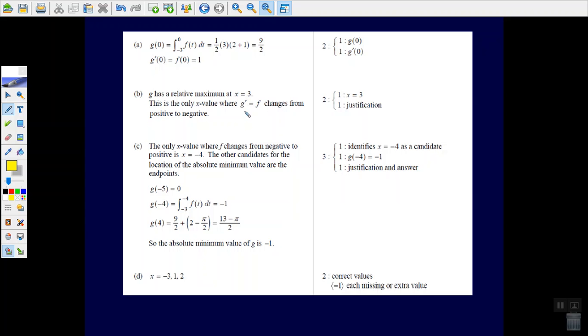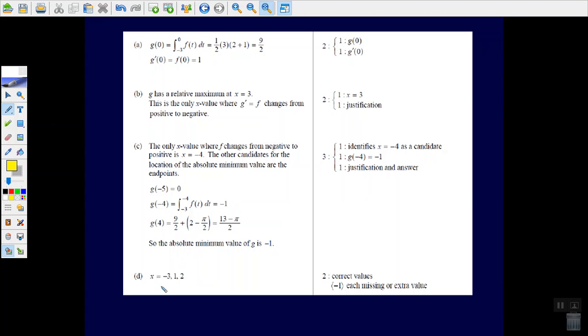Part C is worth the most points. Remember, you're finding the absolute minimum. So the first point is earned if you identified -4 as an additional candidate other than the endpoints. Second point is for evaluating g of -4 to be -1. Now, the last point is all of the other justifications, such as evaluating the function at the other 2 candidates, and then making the proper conclusion that -1 was the smallest of all of those.